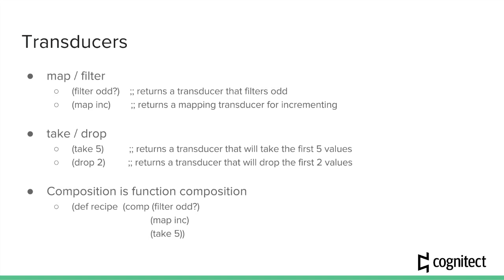Composing transducers together is just function composition. So here at the bottom of the slide, you're seeing that I'm building some recipe where I'll first filter odd, and then I'll map the inc function across everything, and then I'll take 5. And now I can go around with that recipe and apply it to whatever data source that I want.